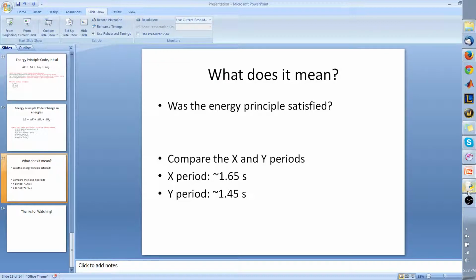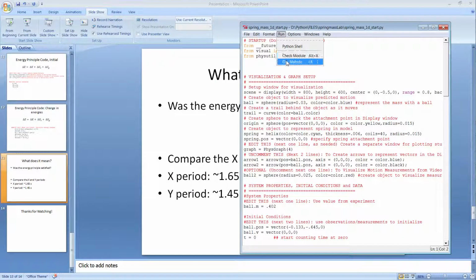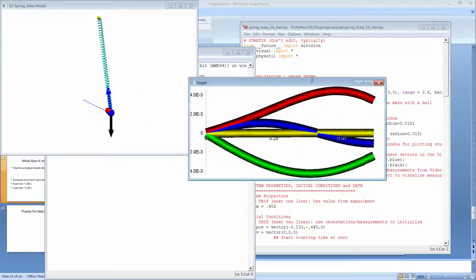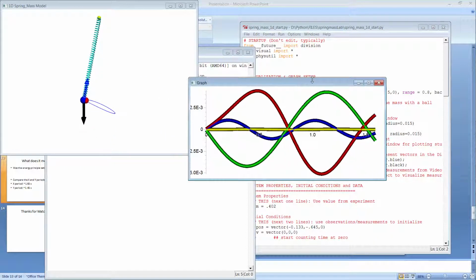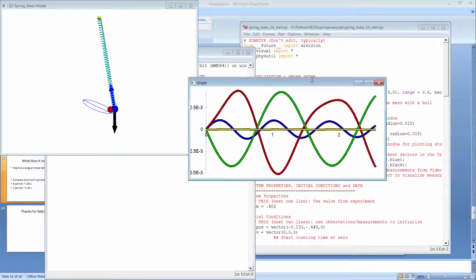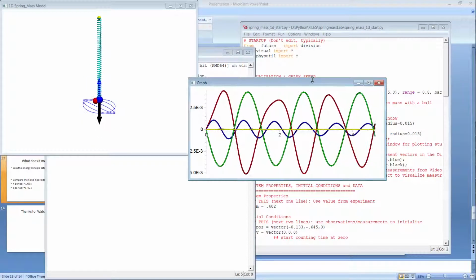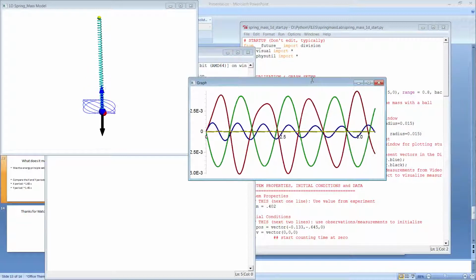Here's what that looks like. The red ball is our mass in real life, while the blue ball is our predicted model which we just created. On the graph, the yellow line represents total energy, the blue represents the change in kinetic energy, the red represents the change in spring potential energy, and the green represents the change in gravitational potential energy.